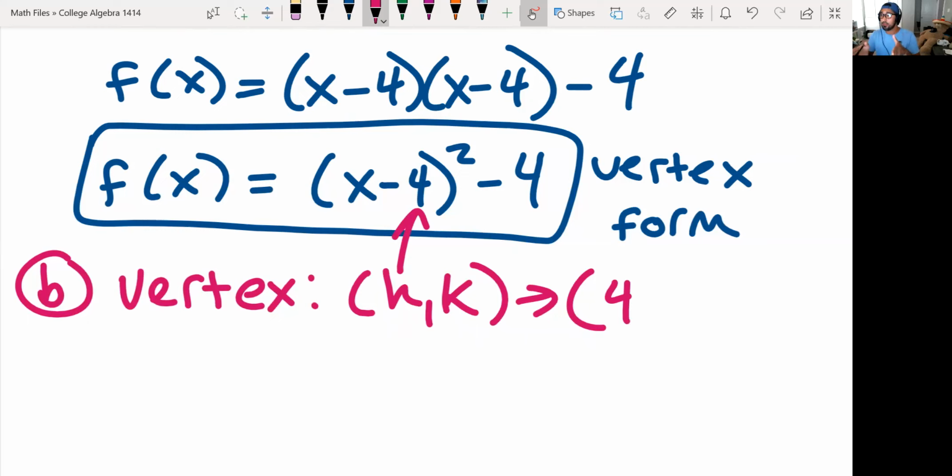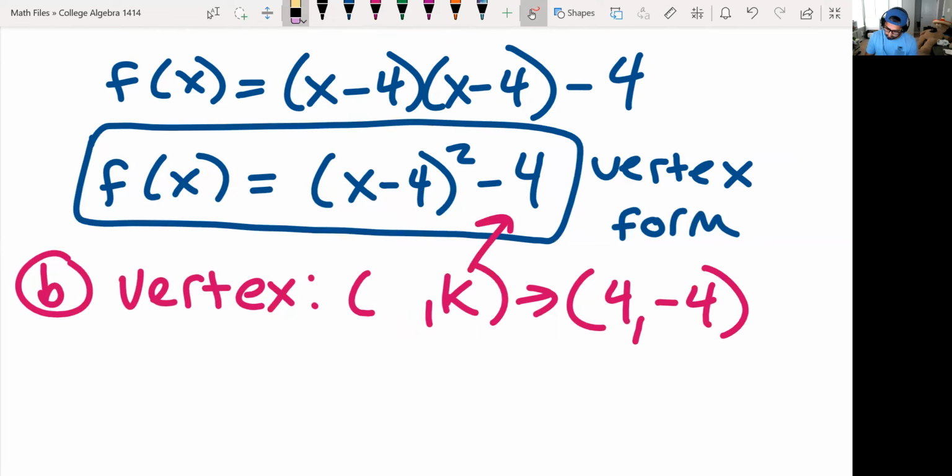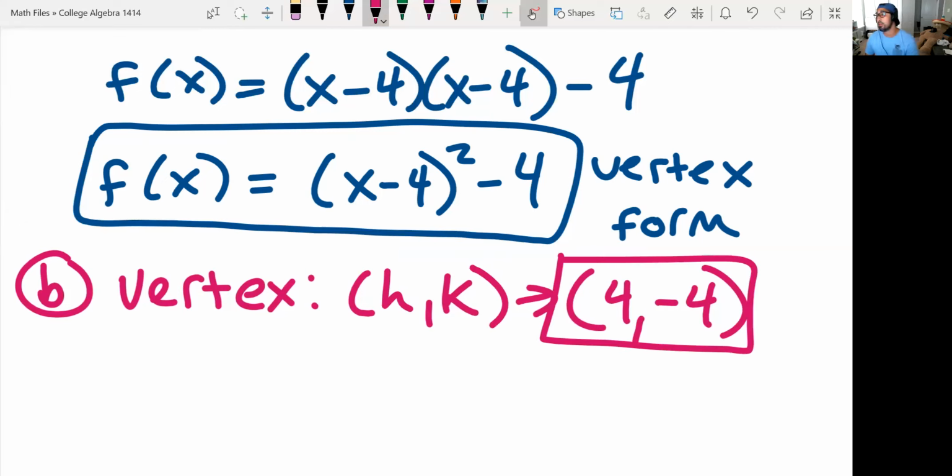Because once again, by transformations, if you had the parent function at (0, 0), you would shift it to the right 4 spaces. And then for my k value, remember, this is a vertical transformation, and vertical transformations are straightforward. So this means we have (4, negative 4). And there's our vertex.